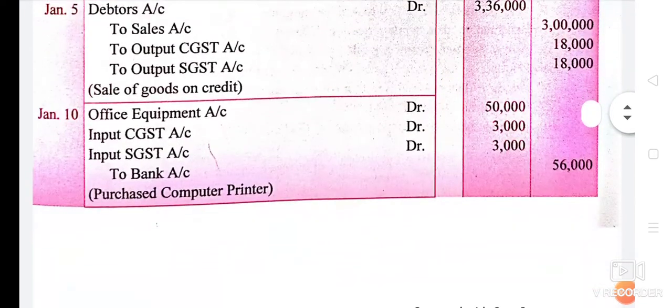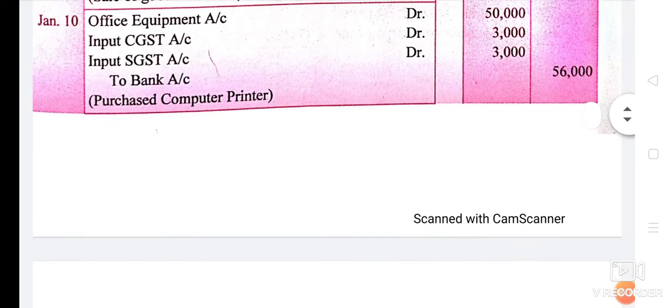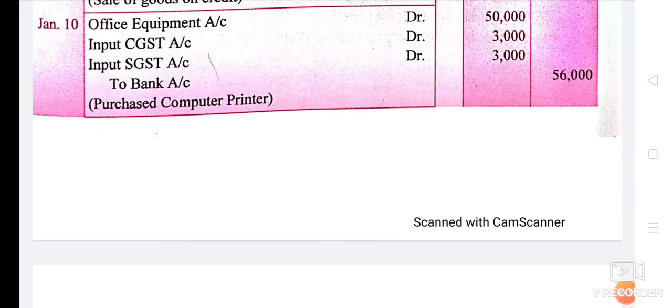This is very interesting. Now the entry of 10th January. See the entry. Purchased computer printer for office for rupees 50,000 and payment made by check. This is a cash transaction as payment was made immediately. So entry will be entries of purchase of asset. We have discussed at the time of pro forma journal entries. For purchase of fixed assets, we have to debit assets account and debit SGST and CGST account.